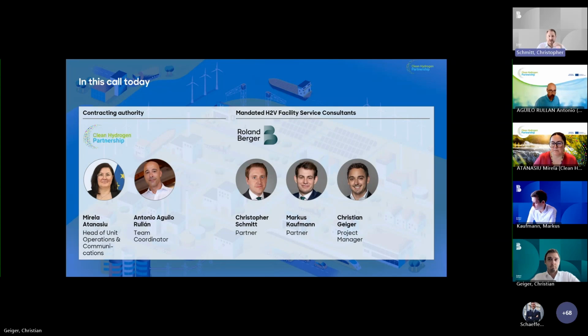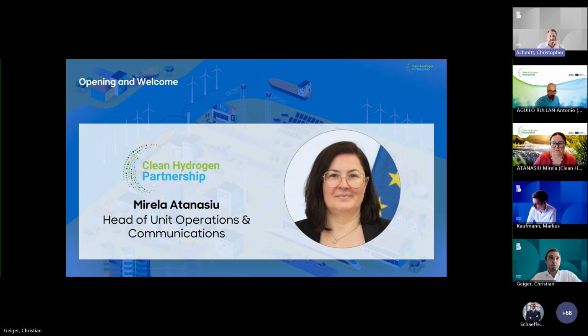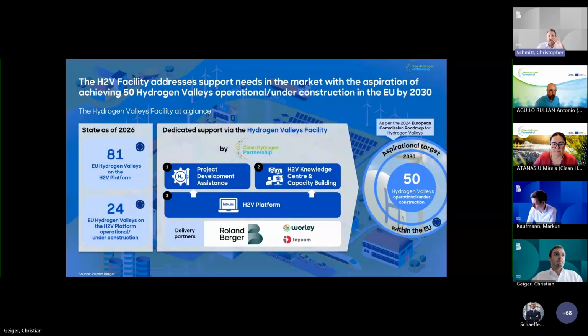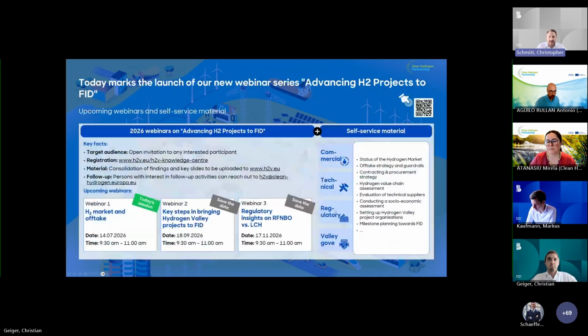So without further ado, I suggest we jump straight into the next slides. Mirela has already outlined the overall architecture of the facility. No need to go through this in detail. The only message I want to bring across is there's a lot of offerings, there's a lot of opportunities for hydrogen valleys and developers out there. Please check it out. h2v.eu is the single point of contact where you can find all of the information, hopefully many resources that might prove useful to you. And what's important is that this webinar today is not meant to be a one-off, but it's meant to be part of a series, the first in a series, in fact.